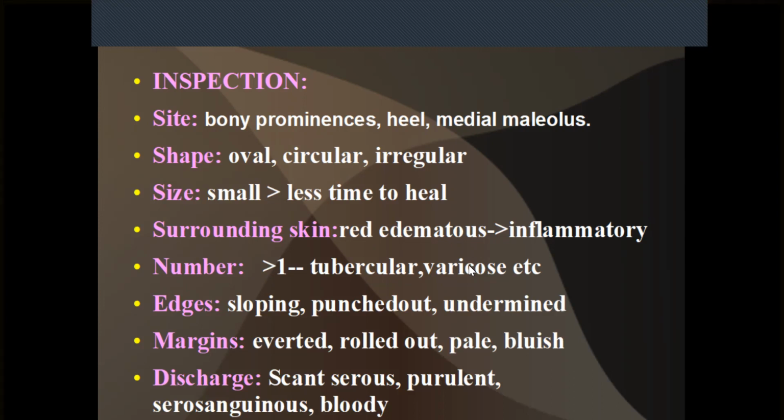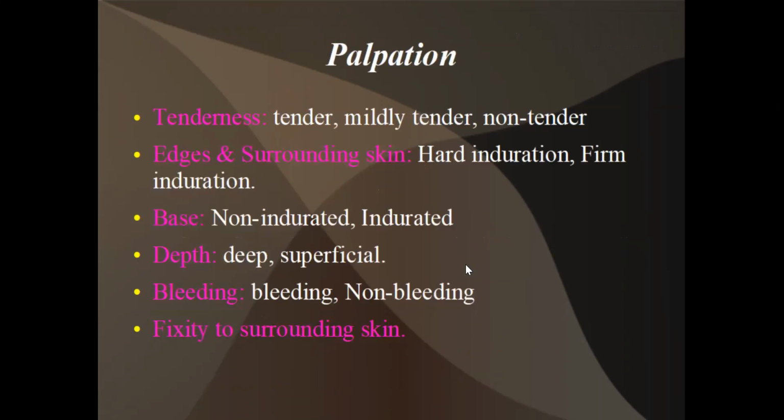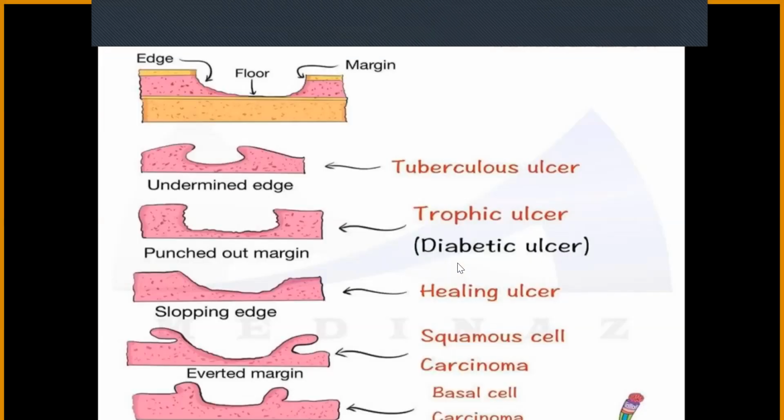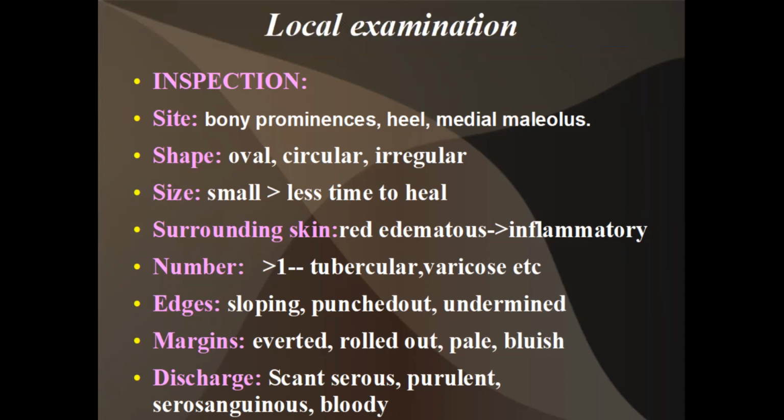Edges of the ulcer, which may be sloping, punched out, or undermined. I will show in the next slide. Margin: everted or rolled out, pale, bluish. Everted margins and rolled out margins are seen in different types of malignancy. Pale margins are always indicative of ischemic ulcers. Bluish margins are always indicative of venous congestion, which is a good sign for healing.